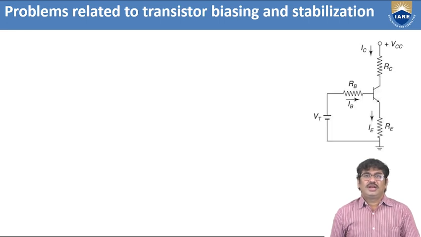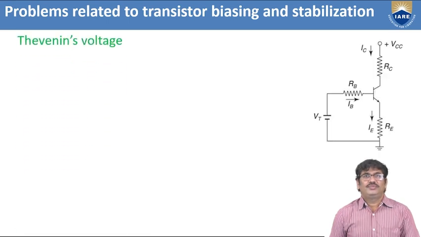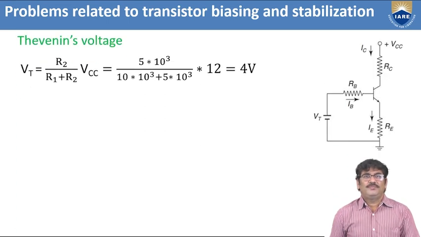Now the KVL expression at the input circuit, for that we require RB and VT. From the self-bias circuit, we can find out VB as it is the voltage drop across R2. We can get VB is equivalent to R2 divided by R1 plus R2 into VCC. Substituting the corresponding values, VT is equivalent to 5 into 10 power 3 divided by 10 into 10 power 3 plus 5 into 10 power 3, into VCC is equal to 12 volts, which gives 4 volts.